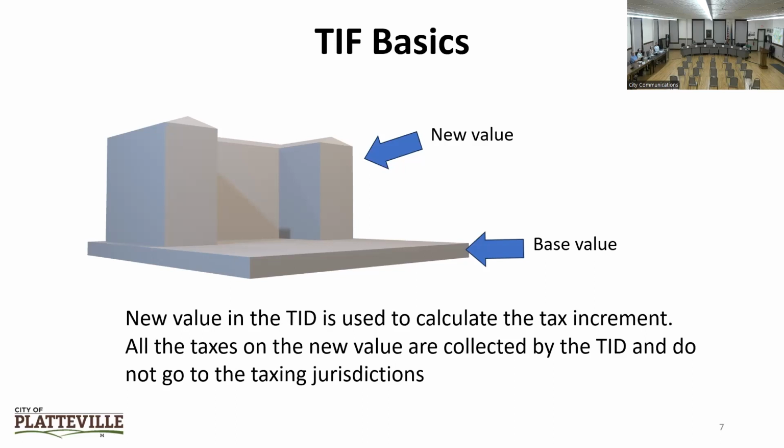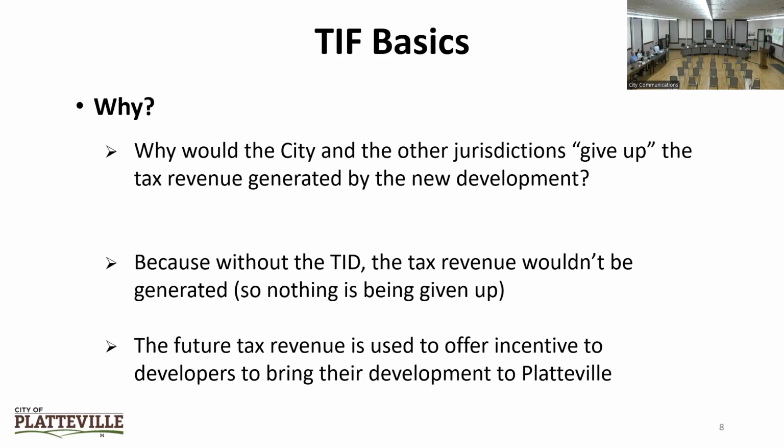So you might ask, well, why? Why would the city, because the city is included in this equation, give up taxes, and why would the other jurisdictions give up taxes that would be generated by the new development? The simple answer is because the concept is that without the TID, the tax revenue wouldn't be generated. So they're actually not giving up anything. So I'll say that again. That's the but for.